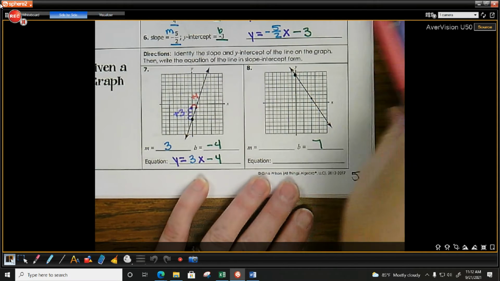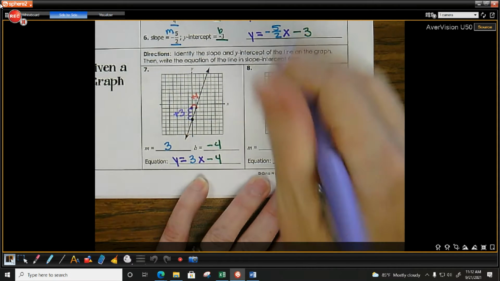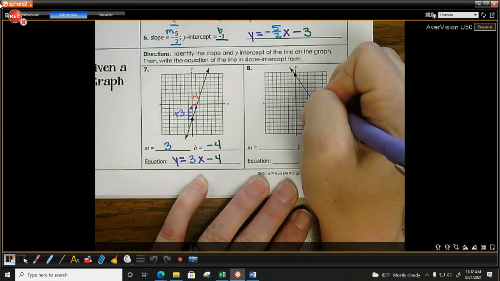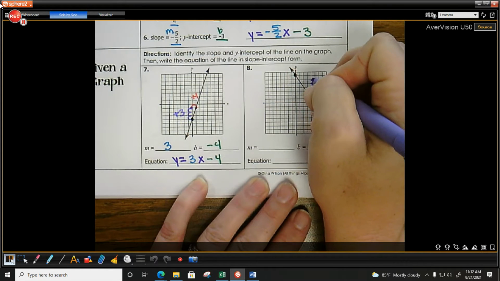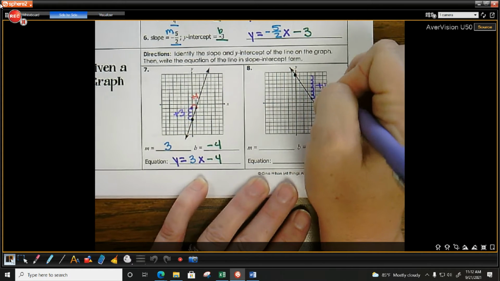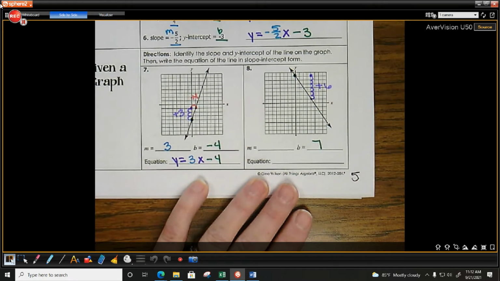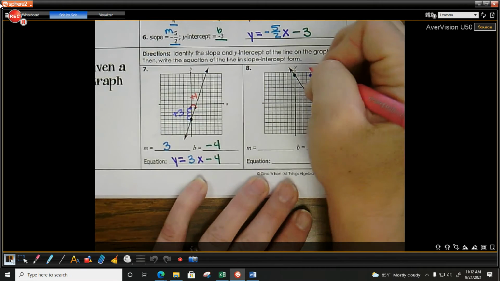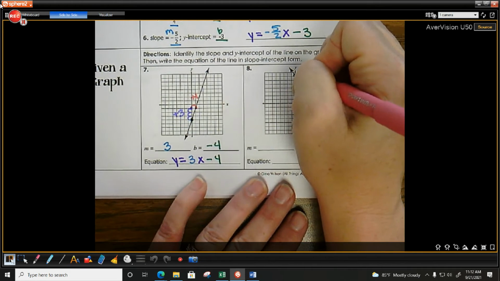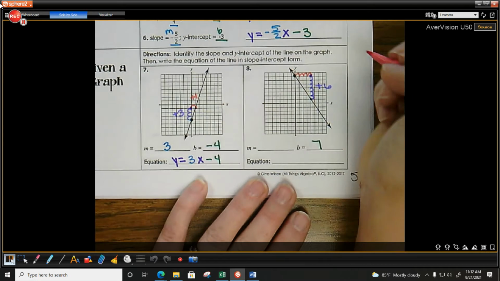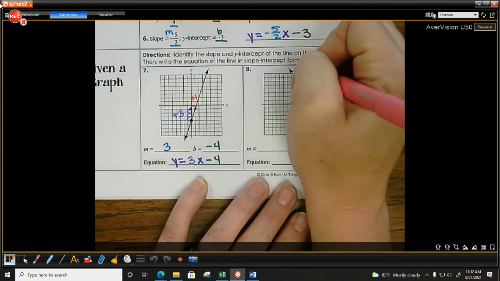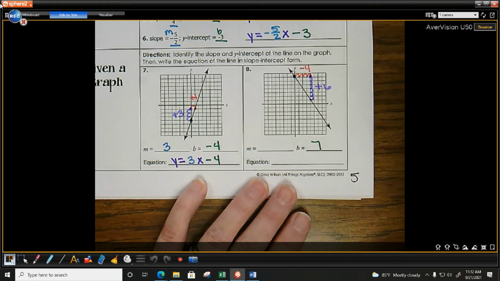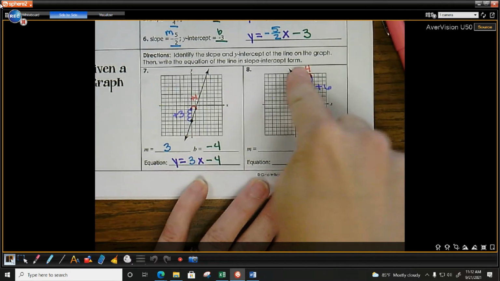Then I always start with my bottom point and calculate your rise. 1, 2, 3, 4, 5, 6. I went up 6. Up is positive. Then I'm going to run 1, 2, 3, 4 to the left. Going to the left is negative, so negative 4. What is 6 divided by negative 4?